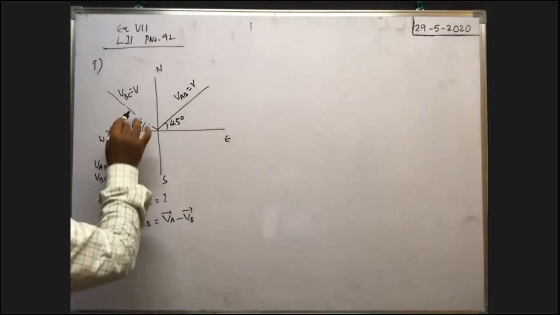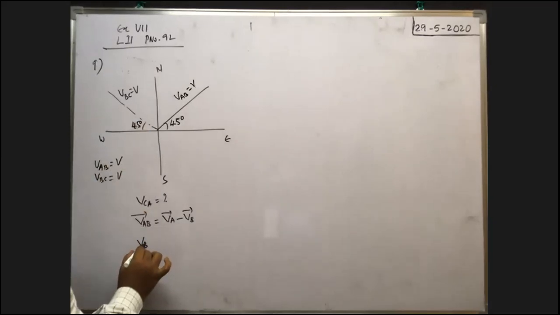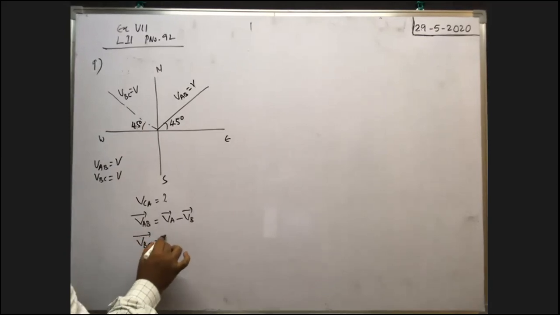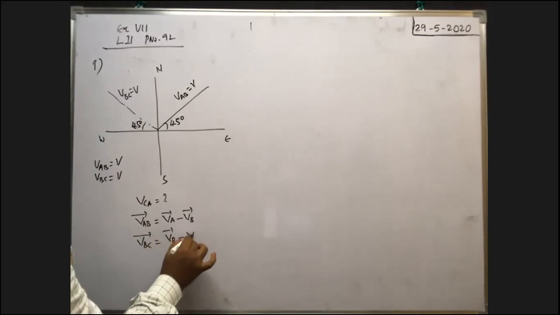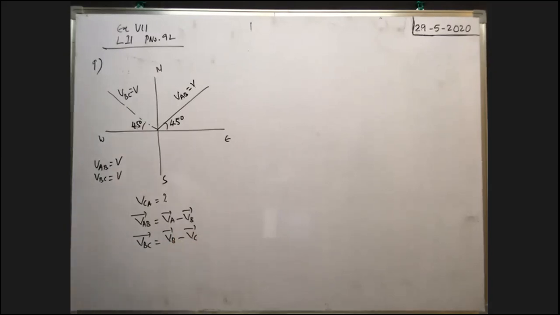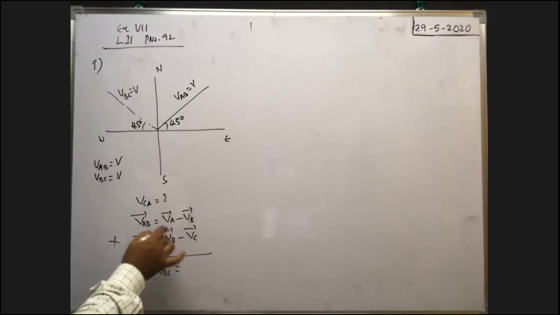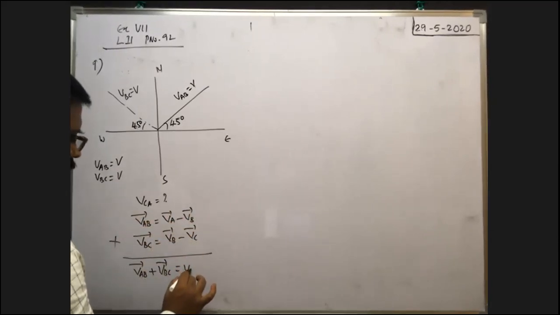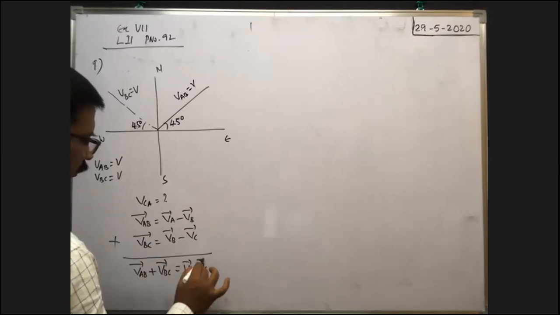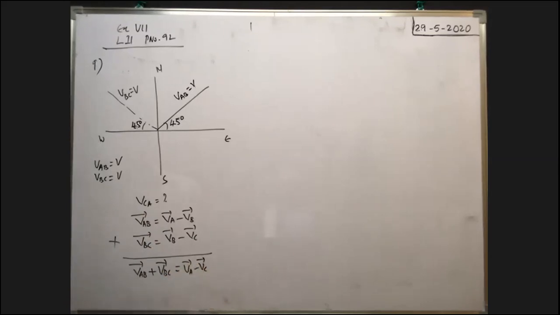Similarly, velocity of B with respect to C means VBC bar, that is equal to VB bar minus VC bar. Now they asked velocity of C with respect to A. That means only in between AC we need the relation. So you add these two. VAB bar plus VBC bar, when you add these two, B will be cancelled. Only VA minus VC you will get. It is velocity of A with respect to C.